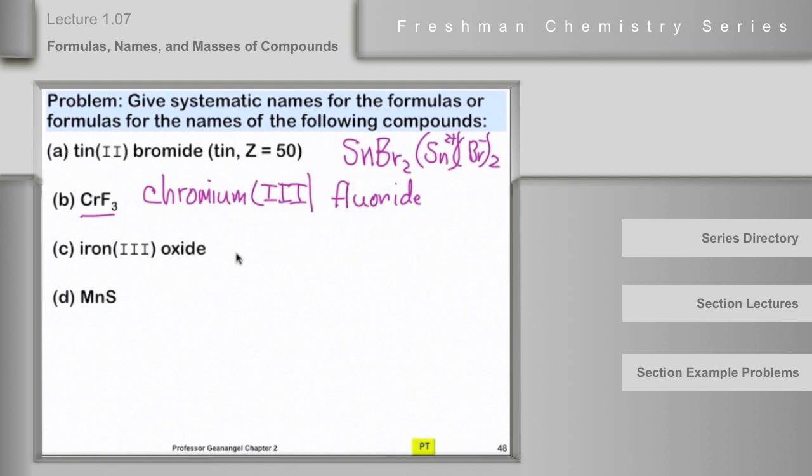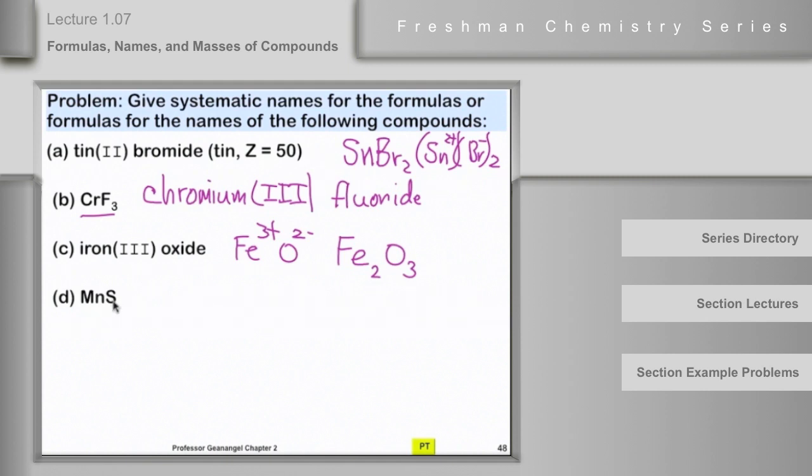Iron 3 oxide says that we have Fe3 plus, and the oxide ion we already know is O2 minus. So in order to get a neutral formula, the quickest way to do it is to take 2 irons and 3 oxides to give 6 plus and 6 minus. So the formula would be Fe2O3. Iron 3 oxide is the name for Fe2O3. Are we all right?